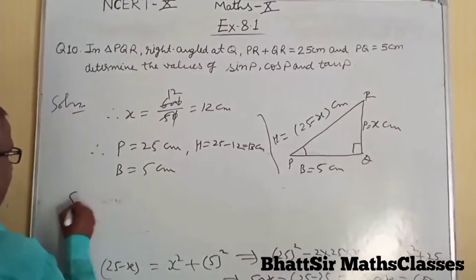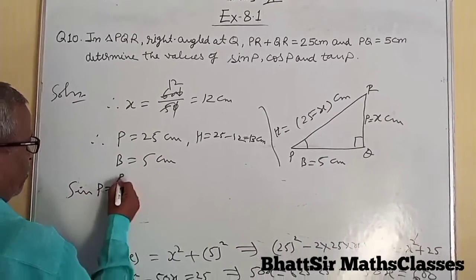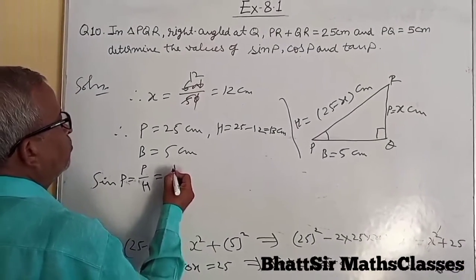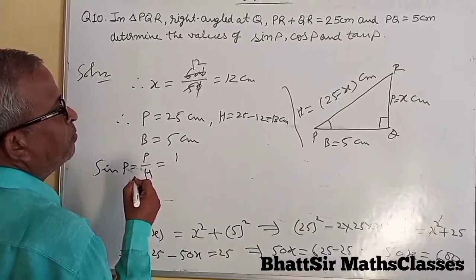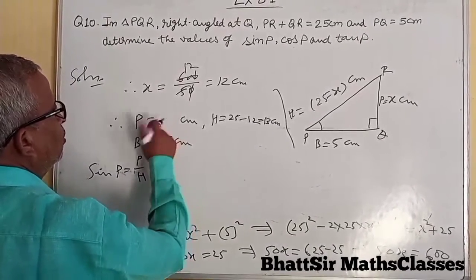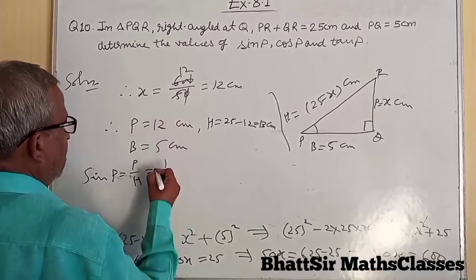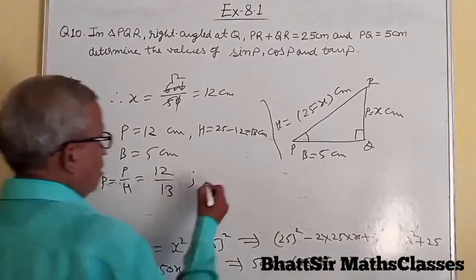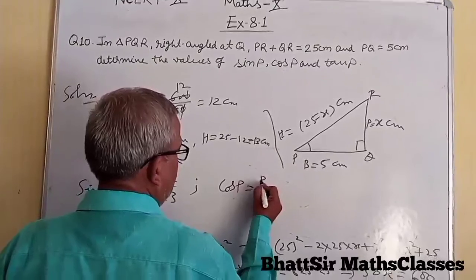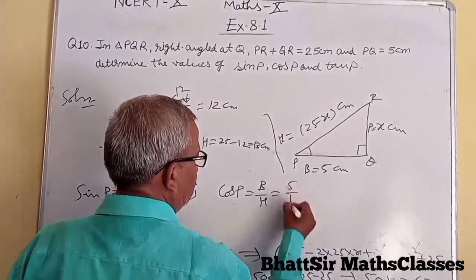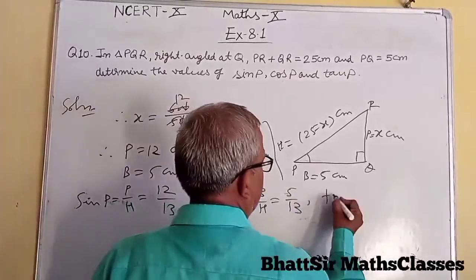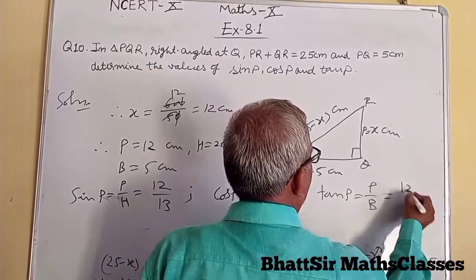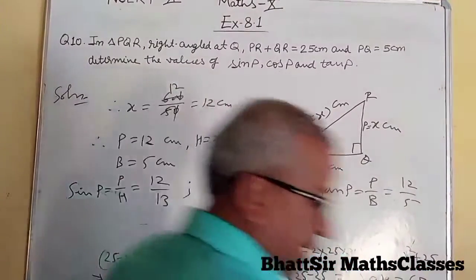Now we have to calculate sin P. Sin P equal to perpendicular over hypotenuse; perpendicular equal to 12 centimeter. So sin P is 12 upon 13. Cos P, base over hypotenuse, 5 upon 13. Tan P, perpendicular over base, 12 upon 5. It is the right answer.